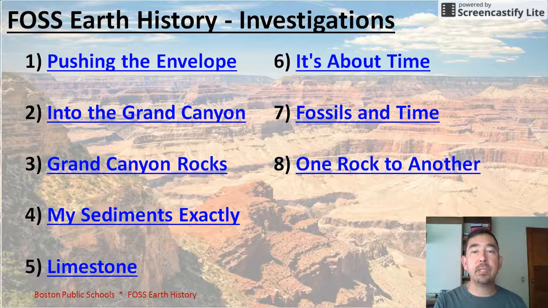But this investigation gives them kind of a really neat hands-on way of seeing some of the scales that we're talking about. Investigation 7 links some of these ideas together, looking at the idea of using fossils as index fossils to be able to get some of the relative and specific ages of the different rock layers that are in the Grand Canyon. And lastly, investigation 8 brings it home by looking at the rock cycle as a whole.